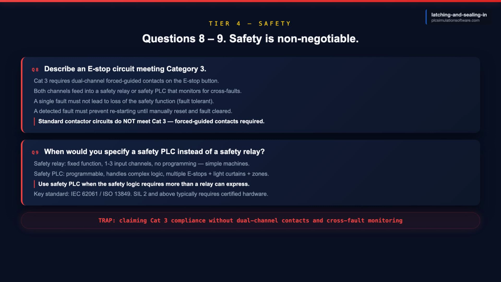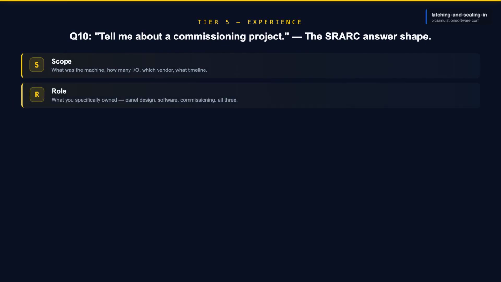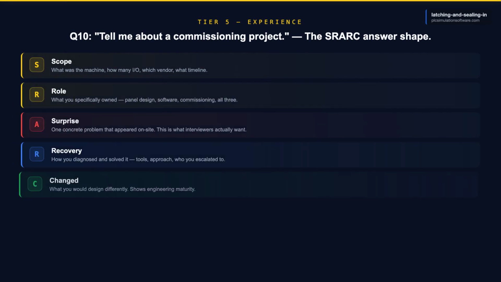Question 9. When does a project need a safety PLC instead of a regular PLC plus safety relays? Honest answer: when the safety function complexity exceeds what discrete safety relays can handle. Light curtain timing logic. Multiple zones. Muting. Anything that would require a wall of safety relays is a safety PLC's job. SIL2 and above almost always justifies a safety PLC on cost alone.